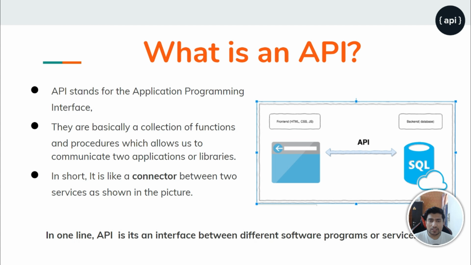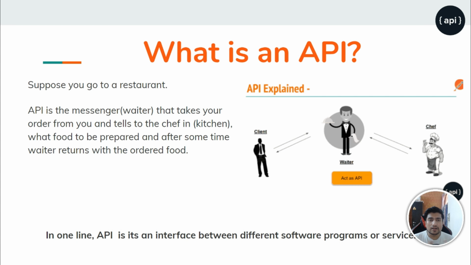Let me give you a very simple example. As you can see on the screen right now, suppose you go to a restaurant, and the API is basically a waiter that takes your order and tells the chef in the kitchen what exactly food needs to be prepared, right? This is the simplest example: whenever the client gives an order, a waiter takes the order and gives it to the chef, and the chef, after getting the order, responds back to the client. So right now the waiter is acting as the API.